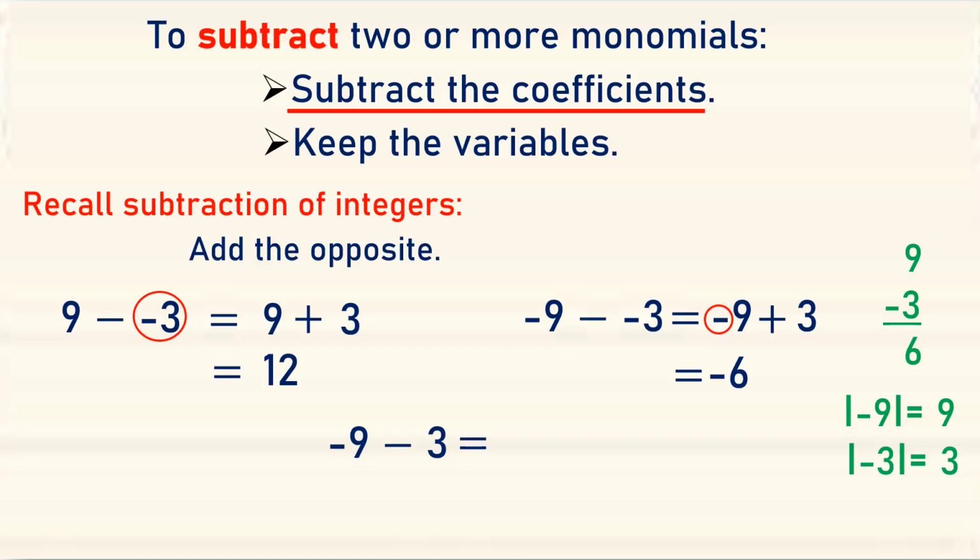Now let us have negative 9 minus 3. So in here we copy negative 9, then plus the opposite of positive 3, which is negative 3. And they have the same sign. So 9 plus 3 is 12, then it is negative 12.